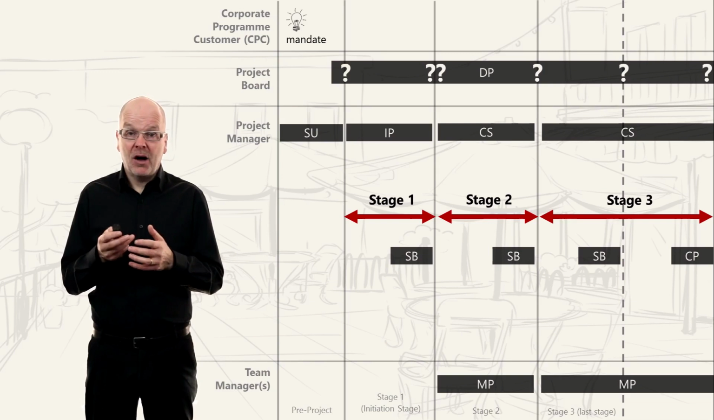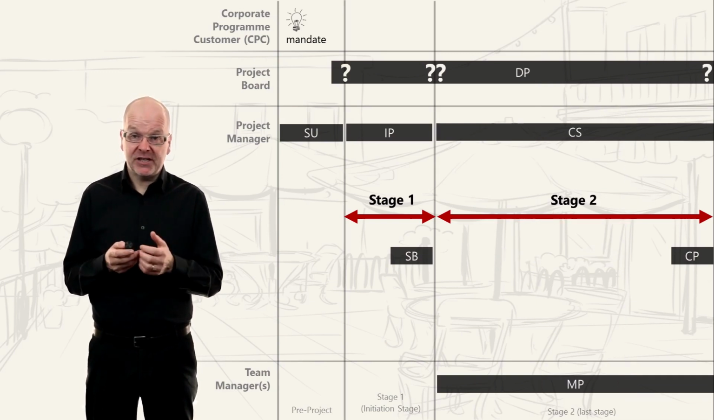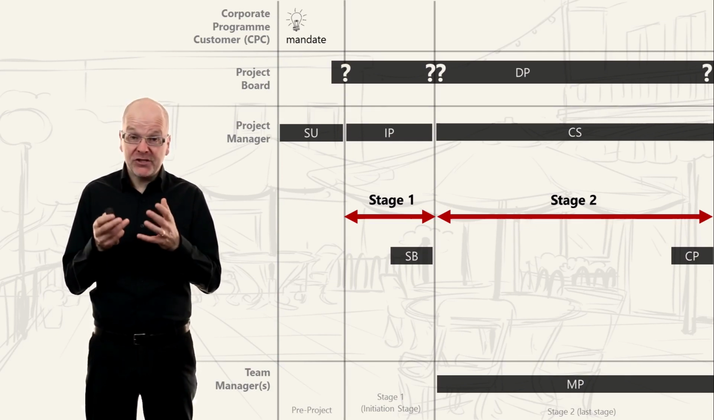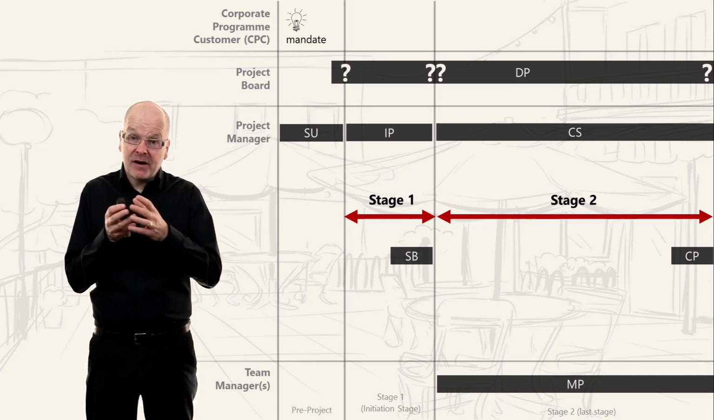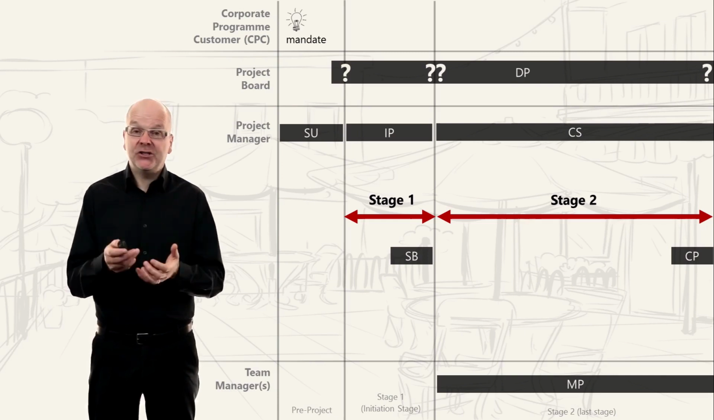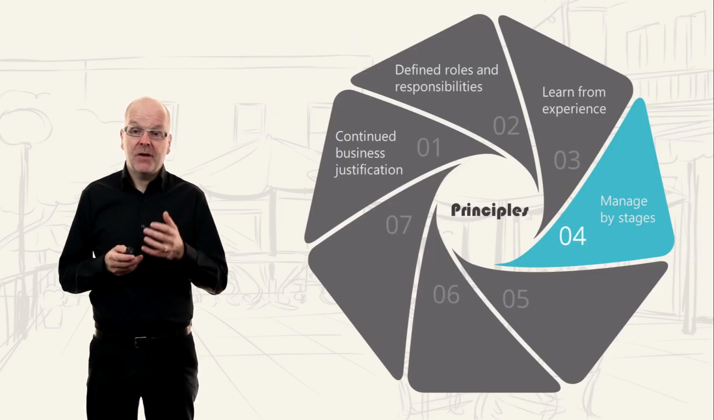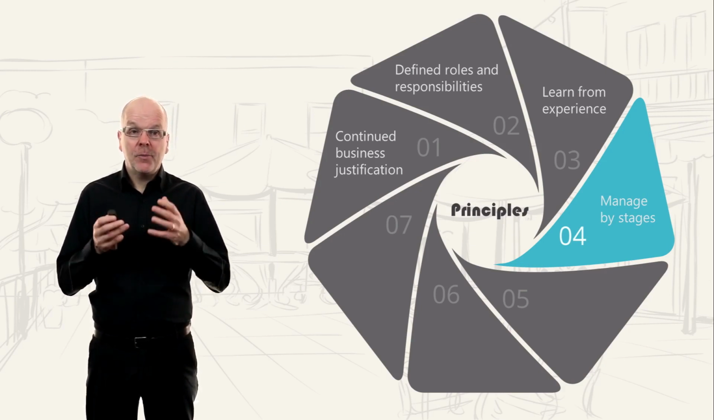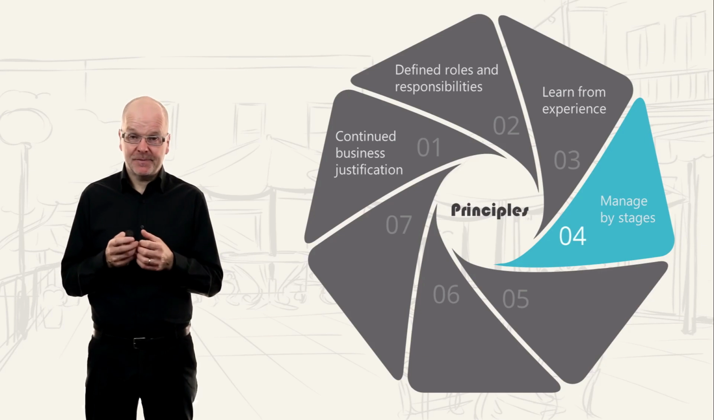There are a minimum of 2 management stages in a project: the initiation stage and 1 delivery stage. Then the closing a project process will be the last part of the second stage in a 2-stage project. So that's it for manage by stages. Principle number 5, manage by exception.